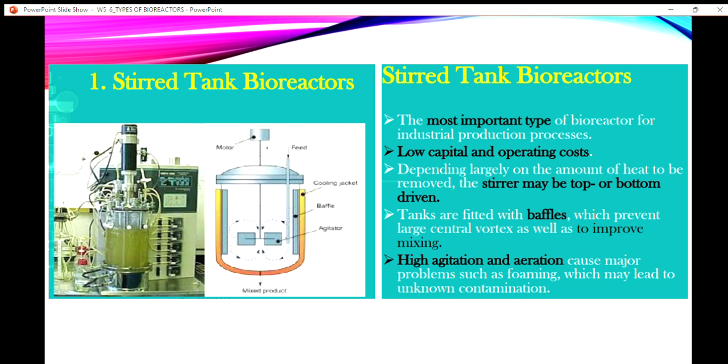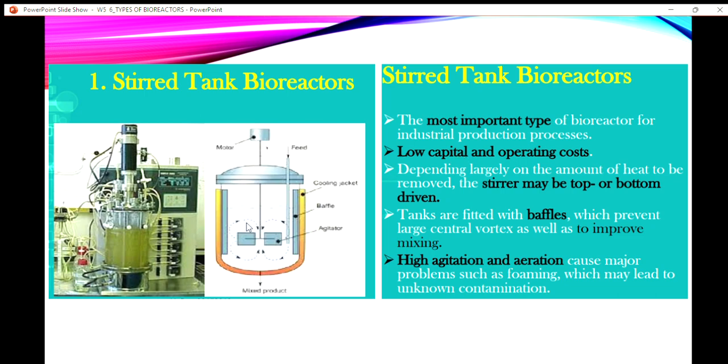We have the stirred tank bioreactor. So this is the stirred tank bioreactor that you have in our lab. This is the schematic diagram, the basic one. This is the most important type of bioreactor that I usually use in industry. Why? Because it is low capital and operating cost, and it depends largely on the amount of heat to be removed. You have the stirrer-driven agitation method.